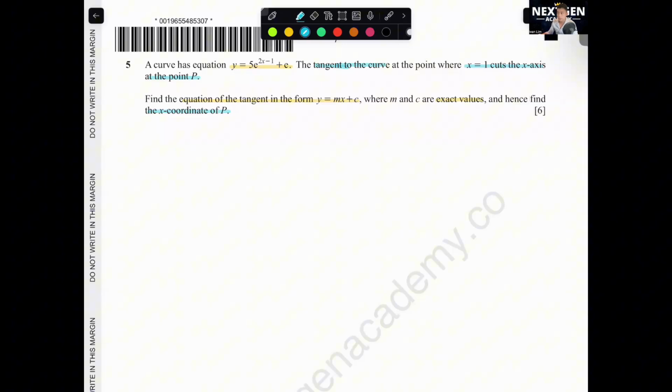We are going to use dy over dx. Then you need to find your x and y coordinate. So first thing, let's write down the curve first. y equals 5e^(2x-1) plus e. Okay, I'm going to put dy over dx. So dy over dx, we differentiate the power, bring it in front. So you get 2 bracket 5e to the power of 2x minus 1. Okay, we simplify this. This will be 10e to the power of 2x minus 1.